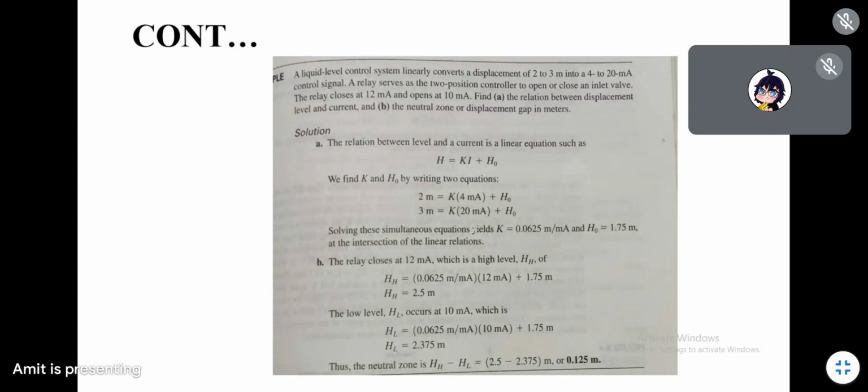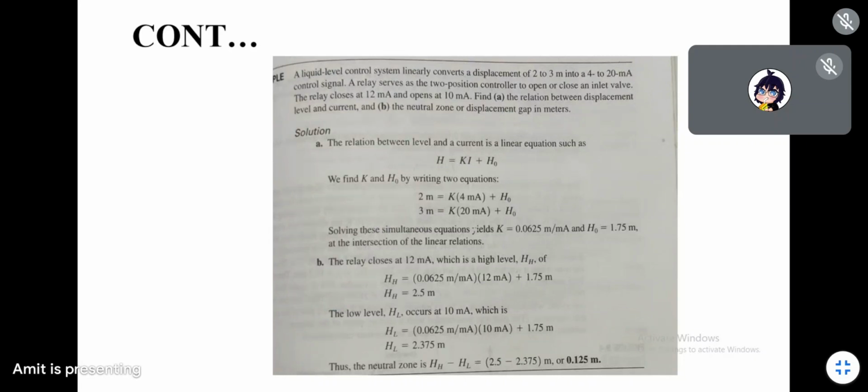So there are two parameters given. One is that it linearly converts a displacement of 2 to 3 meter into 4 to 20 milliampere. So 2 meter is the base and 3 meter is the max. So 2 meter equals k into 4 milliampere plus h naught, while 3 meter equals k into 20 milliampere plus h naught. If you go through these two equations, you can easily find k and h naught. I don't think I need to tell you how to find them from these two equations.